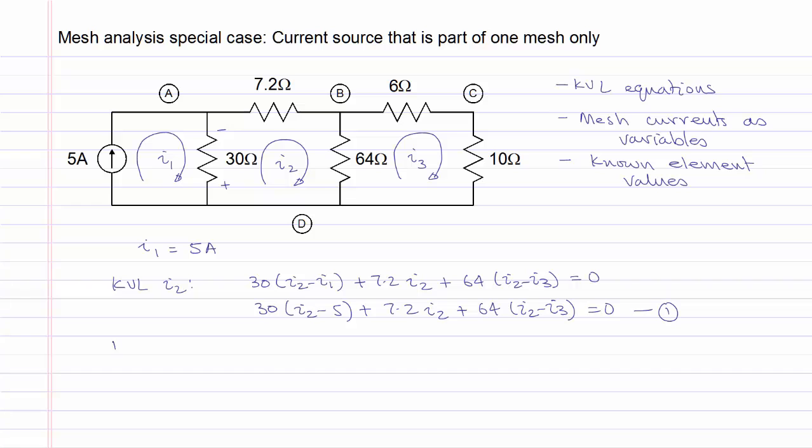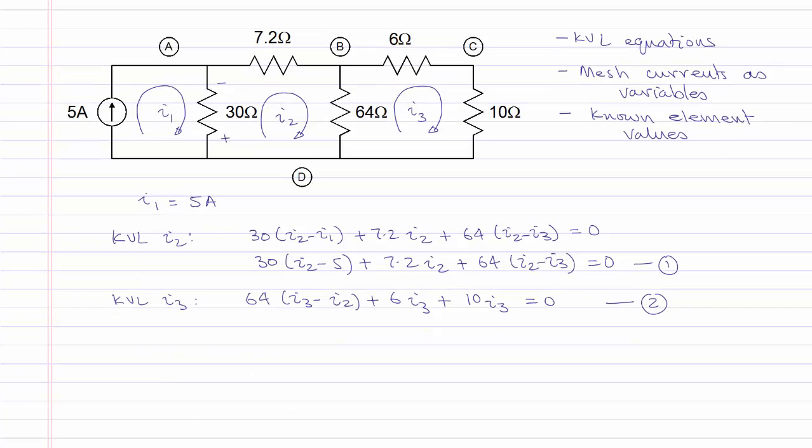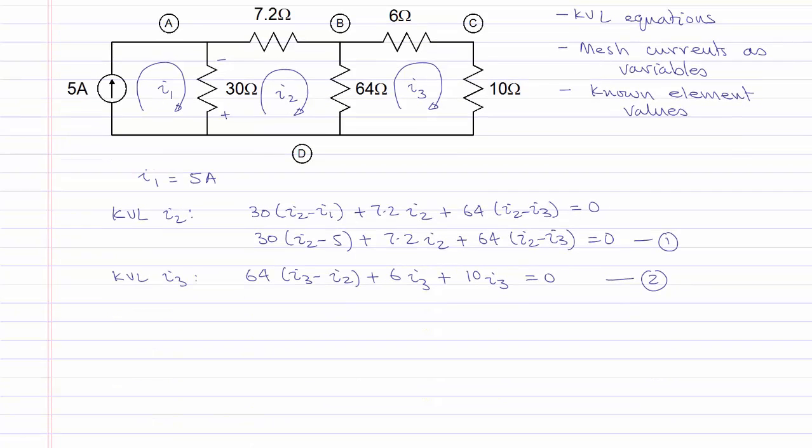KVL for the mesh I3 will give us a voltage drop of 64(I3 minus I2) plus a voltage drop of 6 I3 plus a voltage drop of 10 I3, and this is equal to 0 to satisfy KVL. This will be the second equation that we consider. This gives us two equations in two unknowns, and we can solve for I2 equal to 3 amperes and I3 equal to 2.4 amperes.